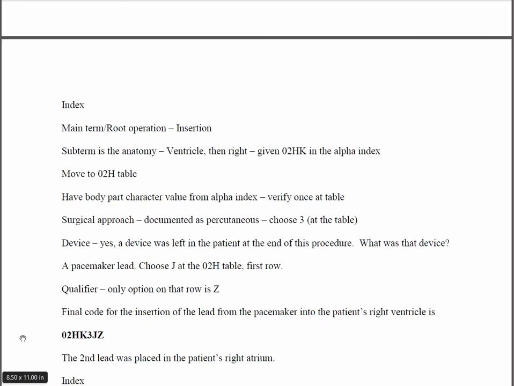Then we move across the row. The last character value is for qualifier. There's only one option, Z. So the code for the insertion of a lead from the pacemaker to the patient's right ventricle is 02HK3JZ.